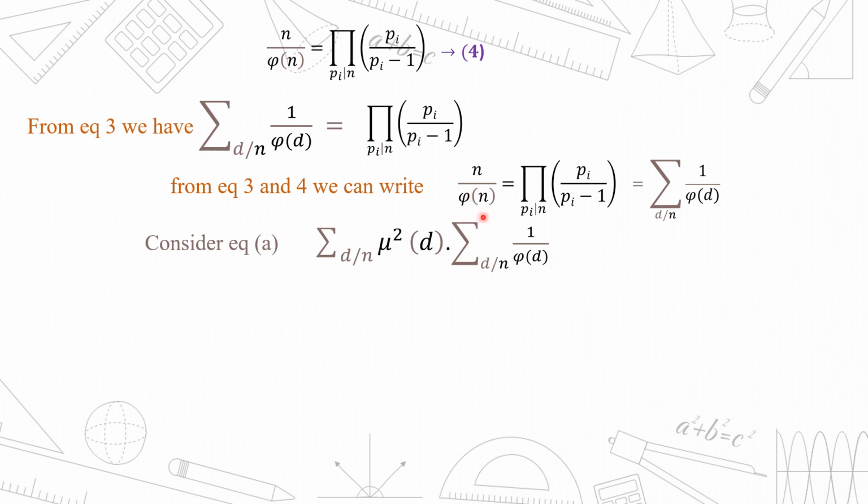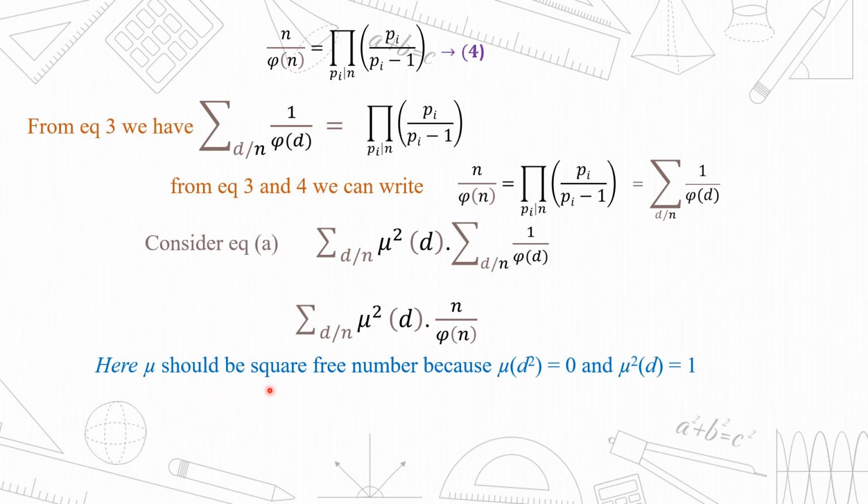Substituting n by phi of n in the place of summation d divides n 1 by phi of d, we get summation d divides n mu square d into n by phi of n. Here d should be a square free number, because mu of d is 0 otherwise, and we know that for square free d, mu of d is always going to be 1 or minus 1. Therefore, squaring the mu will always be equal to 1. Therefore, summation d divides n mu square d divided by phi of d is equal to n by phi of n.